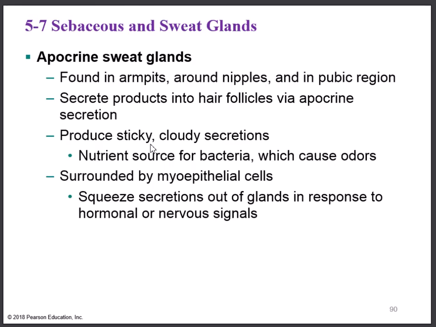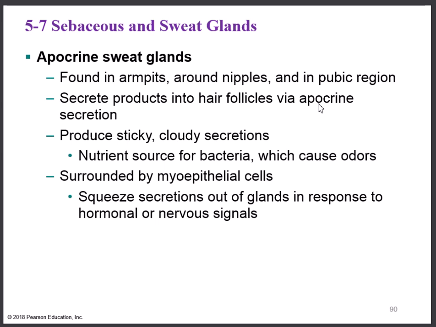So, sweat glands. There are two types of sweat glands. The first one we're going to do is the apocrine sweat gland. Right, these are the ones that are found in the armpits. So when you sweat in your armpit, this is called the apocrine sweat gland. They're also around the nipples, and they also are in the pubic region. They produce their secretion also into a hair follicle. So just like the oil gland, the apocrine gland is going to produce their secretion right into a hair follicle via a type of secretion called apocrine secretion.